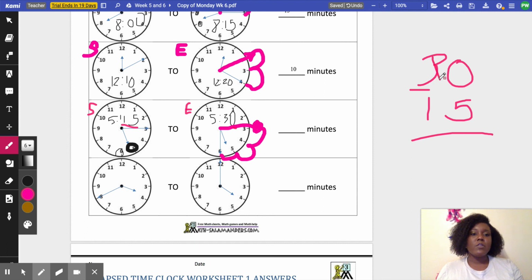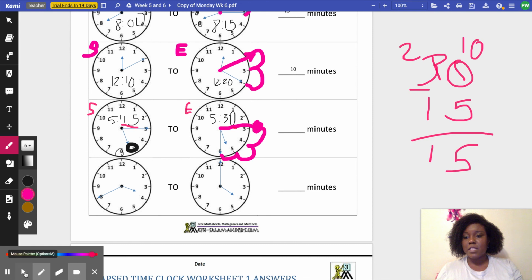More on the floor, go next door. I now have 2 tens and 10 ones. 10 take away 5 leaves me with 5, and 2 take away 1 leaves me with 1. So it is 15 minutes.